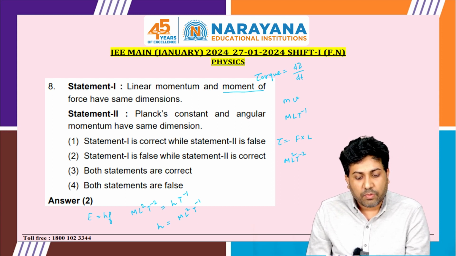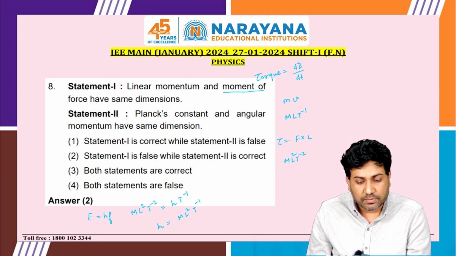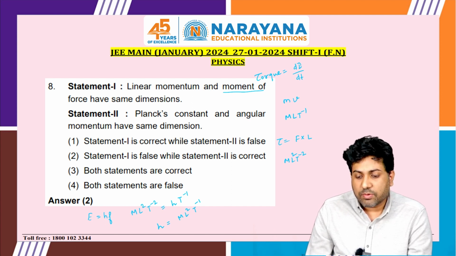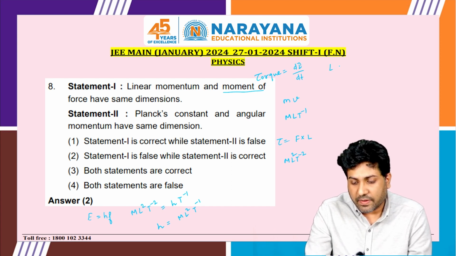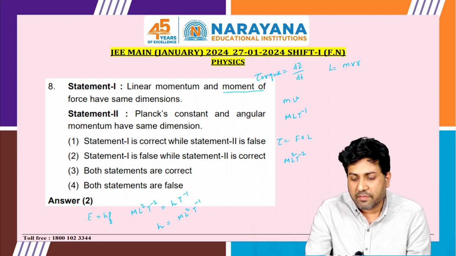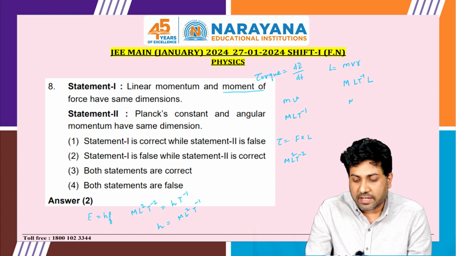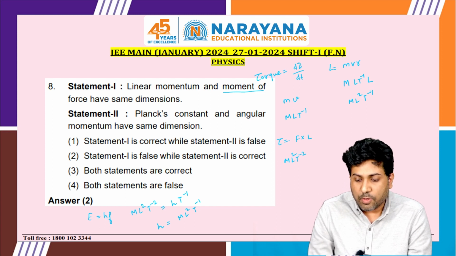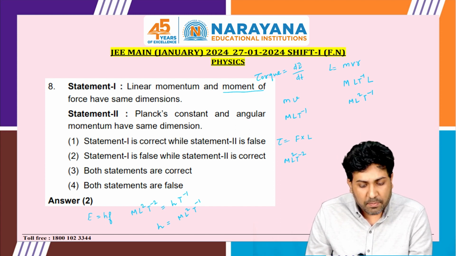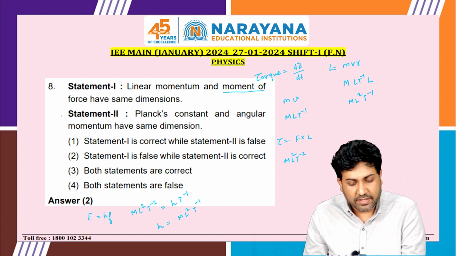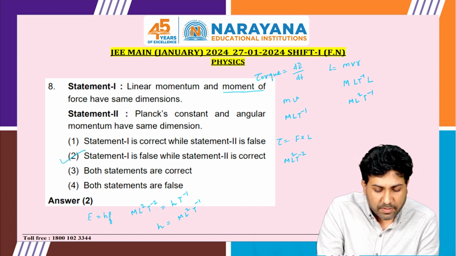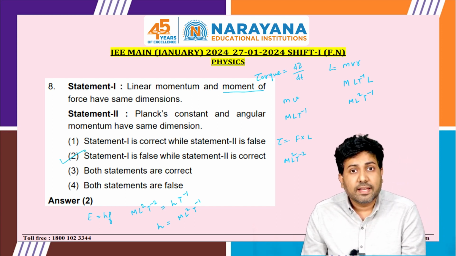What about the angular momentum? If I look at the dimension way, it is m r cross v, I can write just mvr. The dimension of m is capital M, the dimension of velocity is LT minus 1, and the dimension of r is L. So I'll get ML square T minus 1, which is the same as the dimension of Planck's constant. That means the second statement is correct. So the answer is statement 1 is false and statement 2 is correct.